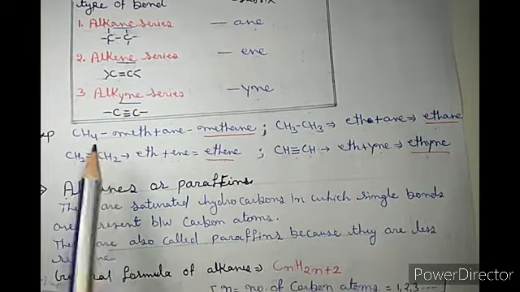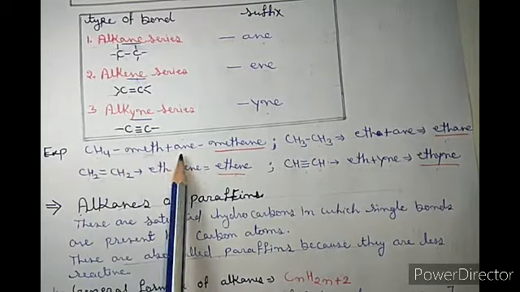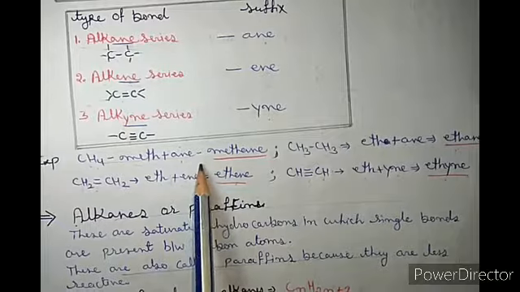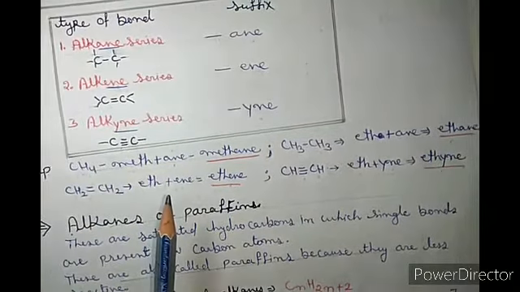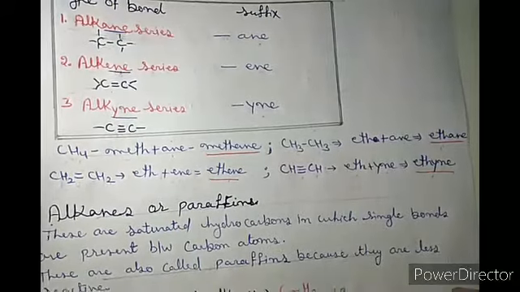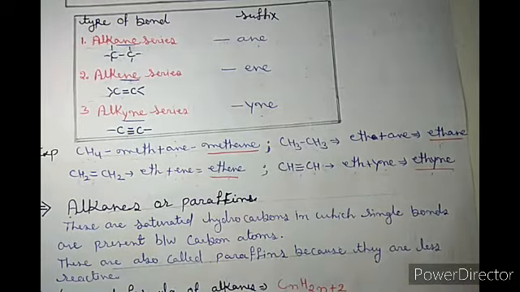So that is meth for one carbon, and since it is saturated, that is ane. So the name becomes methane. Got it? Understand? Now the second example, that is CH3 single bonded to CH3.